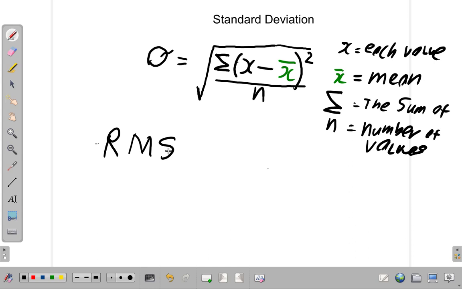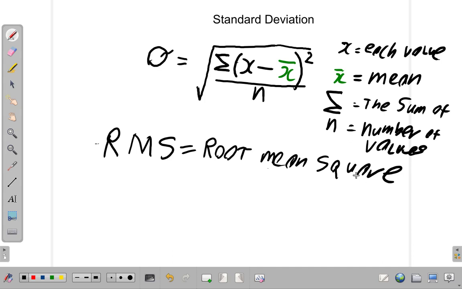So, has anybody seen RMS before? If you did, or if you have been studying electrical technology, you remember that RMS means root mean square. Alright, the RMS value, the root mean square value. So the standard deviation is really that, the root mean square value.